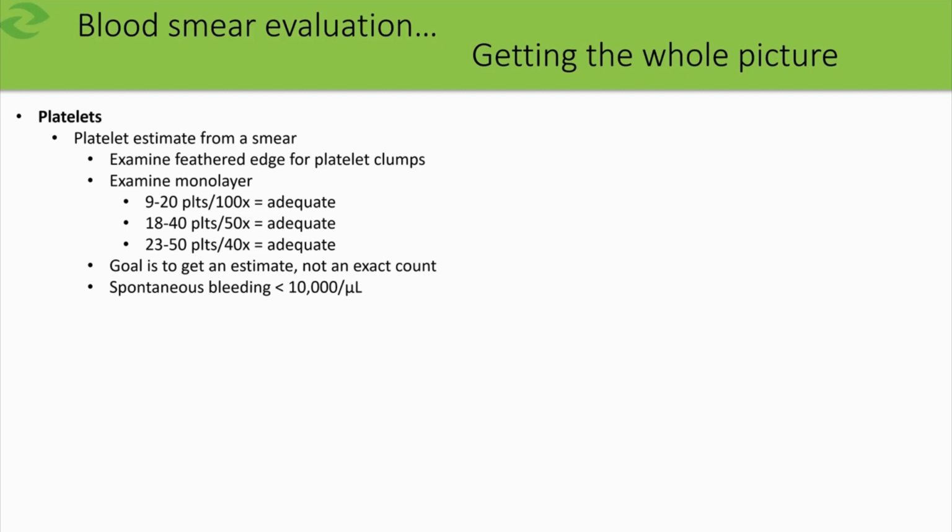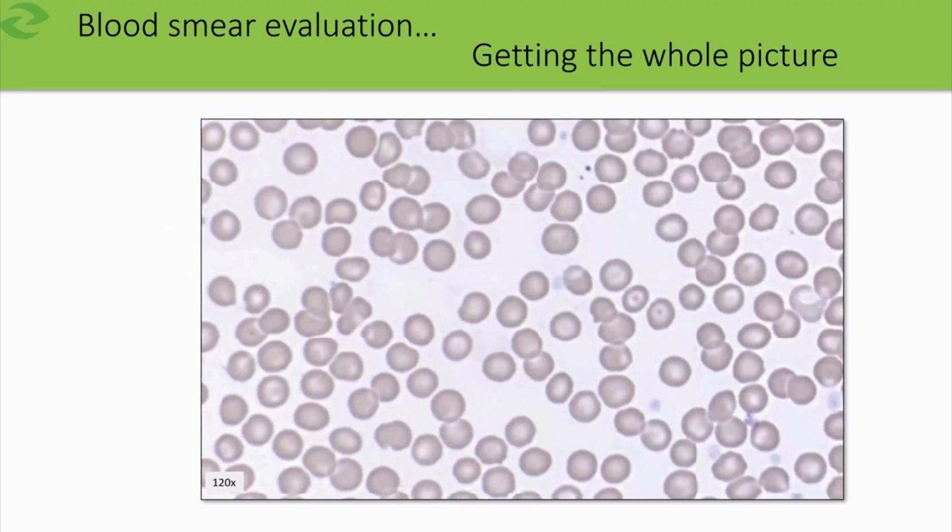Spontaneous bleeding does not occur until really below 10,000. You may see retinal hemorrhages at 50,000. You can get an AI platelet estimate, which is much more accurate than what you or I can do, and it does it much more rapidly. So we're just going to count some platelets here.